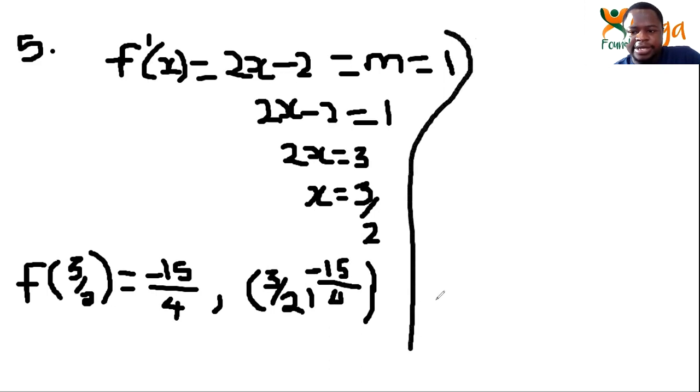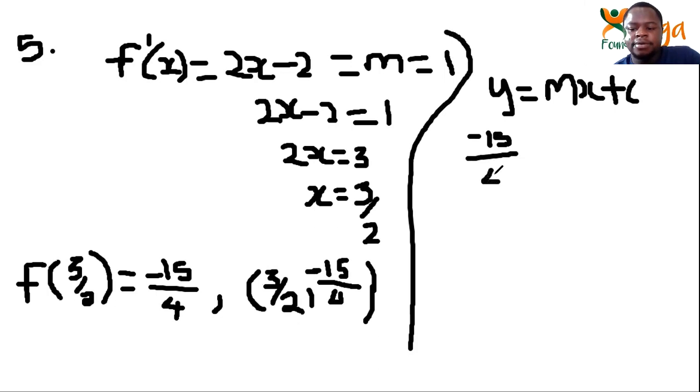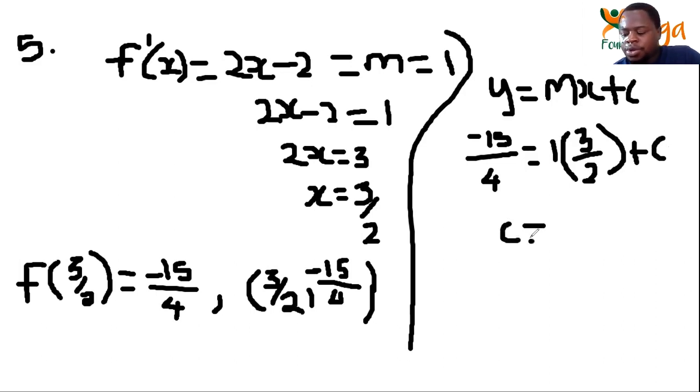you must write the equation as, the equation of a straight line is y is equal to mx plus c. You are given the gradient is 1, so you've got a point. So let's substitute the point, so it will be negative 15 over 4, which is equal to your gradient m is 1, so it will be 1 into what is your x, 3 over 2, right, plus c.